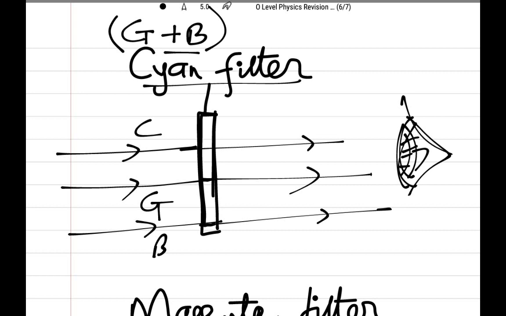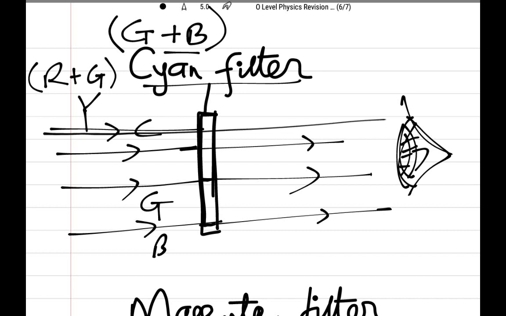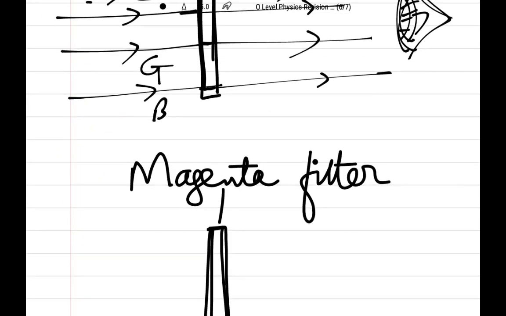Then if yellow light is incident on a cyan filter, what is yellow? Ask yourself. That is red plus green. Now the cyan filter only allows in the green. Remember, cyan has green in it, so the cyan filter will allow the green component of the yellow light to pass through it, and it will absorb the red component. You see that?